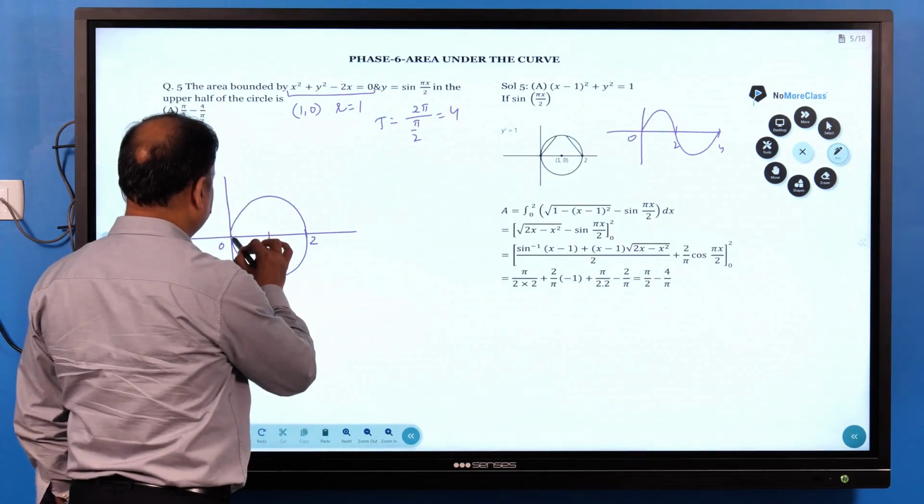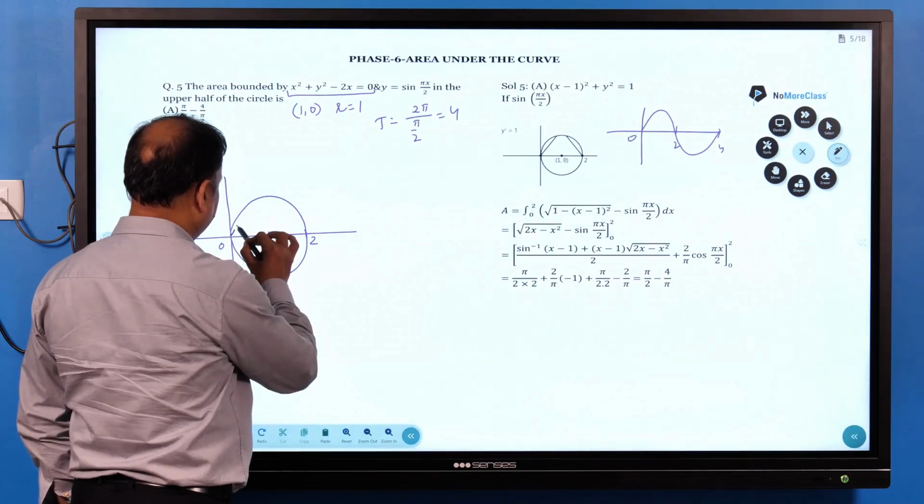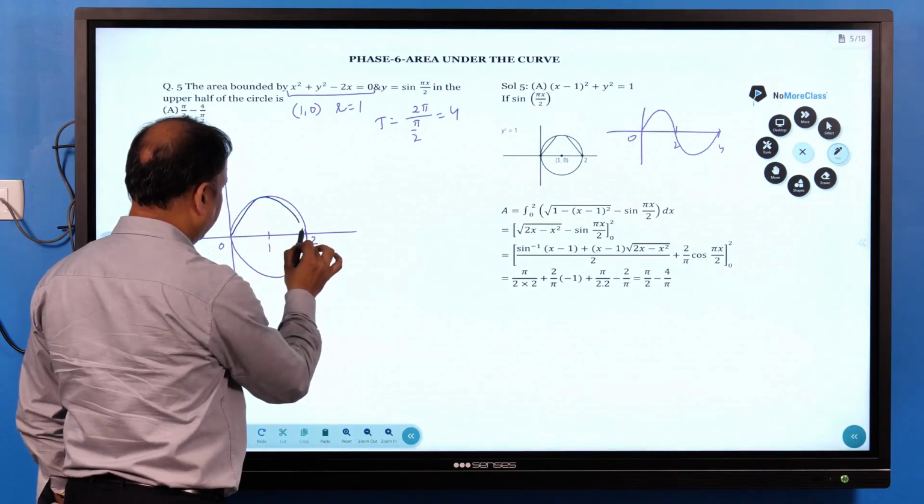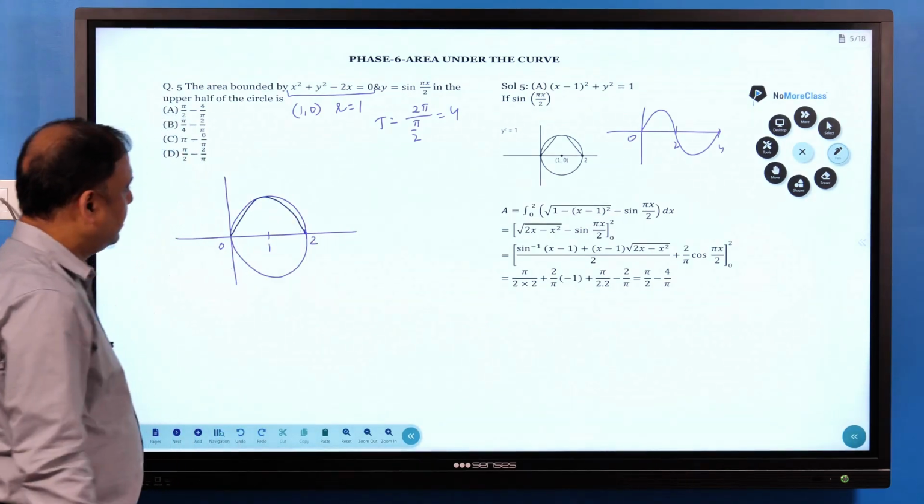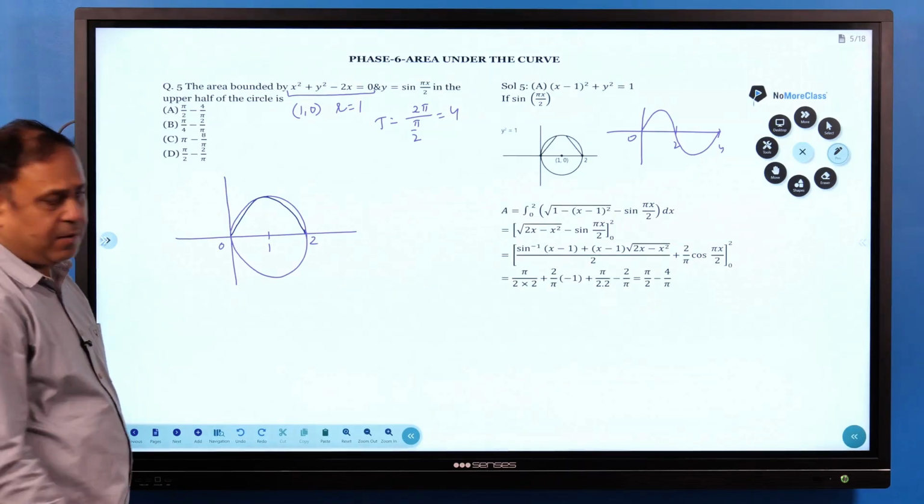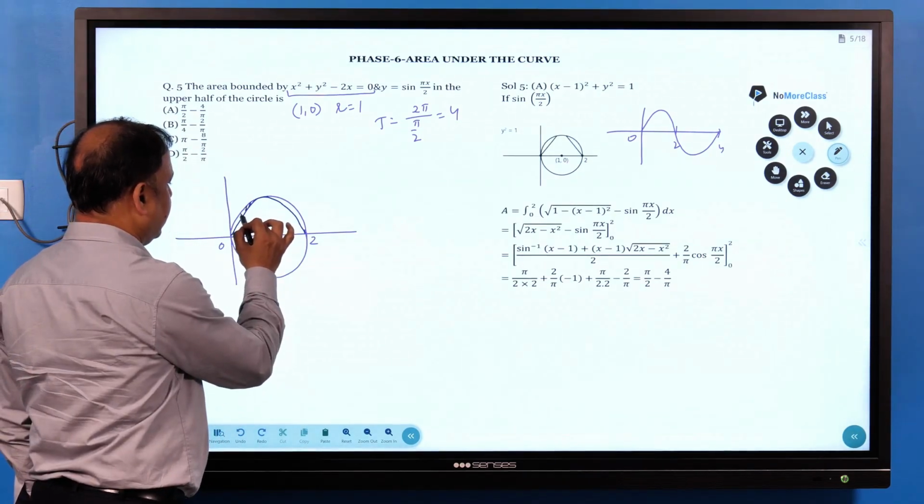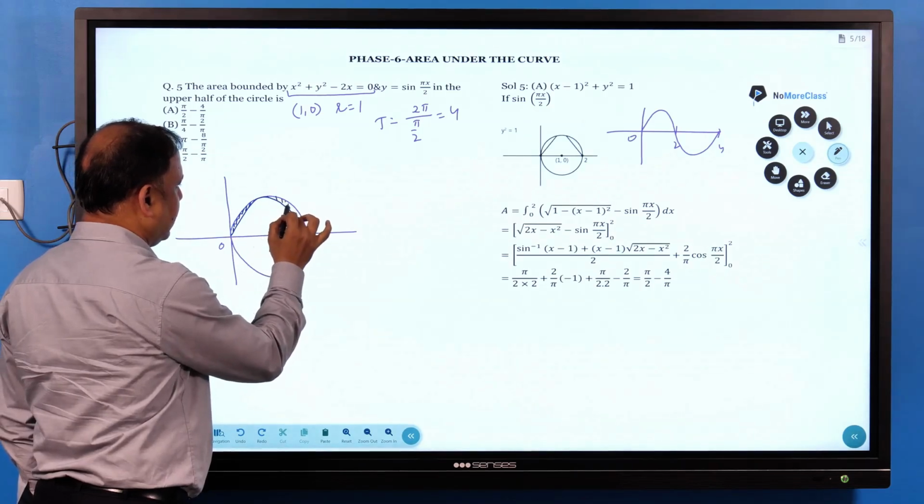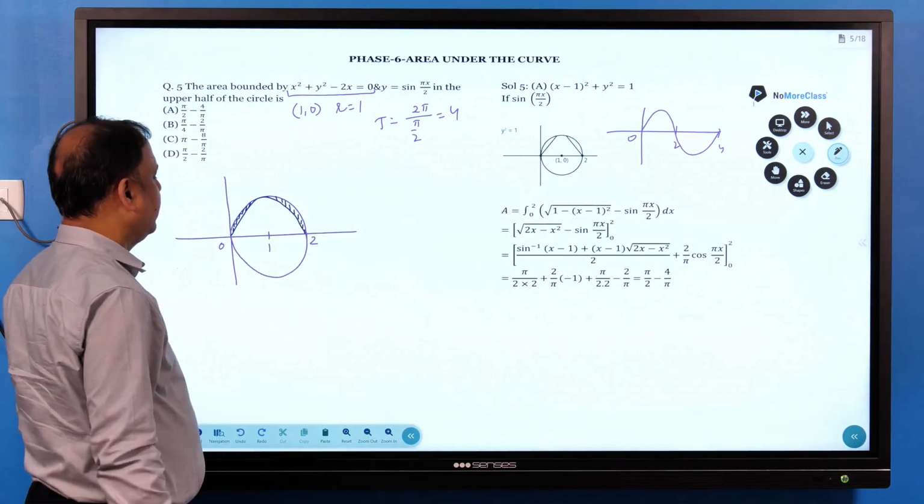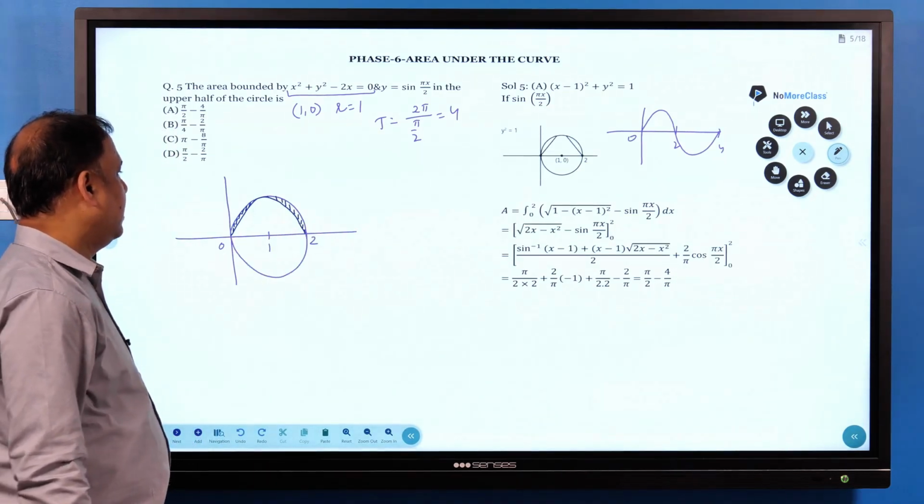So this graph will be the sine graph. Something it will go like this. By symmetry, it will be like this. Afterward, it will go this side. So in the upper half, I have to find this area. Calculate these two areas.